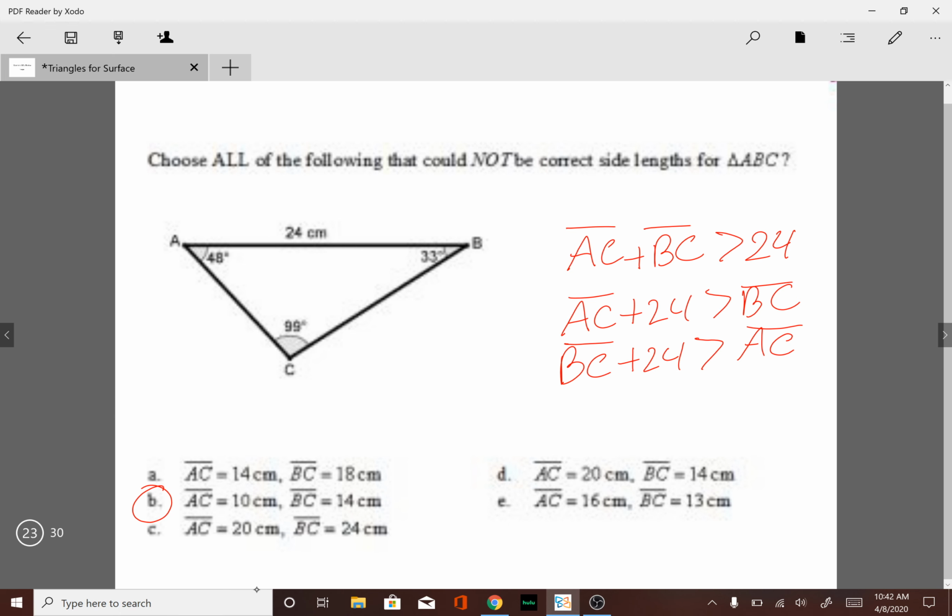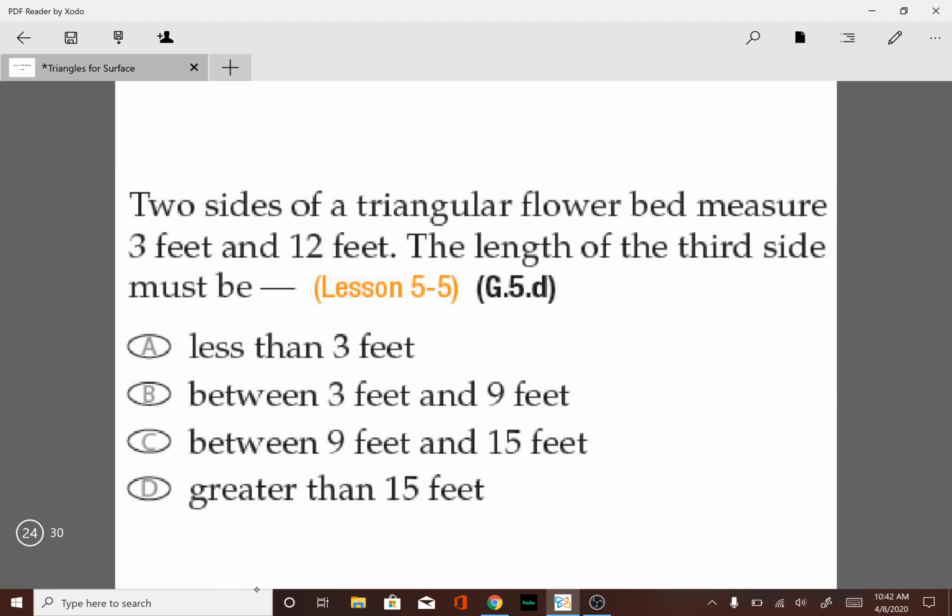Two sides of a triangle flower bed measure 3 feet and 12 feet. The length of the third side must be, well, we know we have to add them and subtract them to get our range. So 3 plus 12 is going to be 15. 12 minus 3 is going to be 9. So between 9 and 15 is what we're looking for.